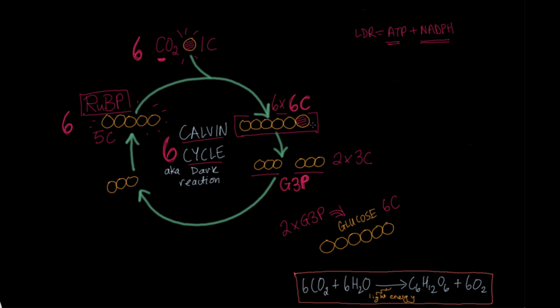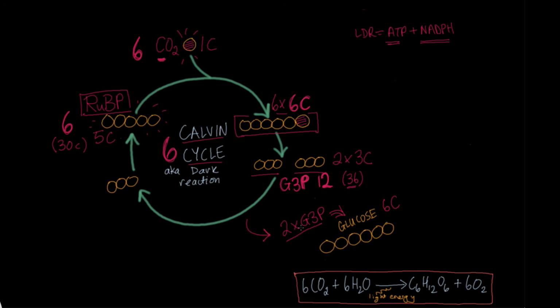When we split those 6 carbon molecules up into 3 carbon molecules, we're going to have 12 of these. Now let's look at how many carbons we've got here. 12 G3Ps, we've got 36 carbons here. Now let's look over here. We've got 6 times 5 carbon molecules. That is 30 carbons in these molecules here. Notice how we've now got this extra 6 carbons. Those 6 carbons came from carbon dioxide, 6 carbon dioxides.